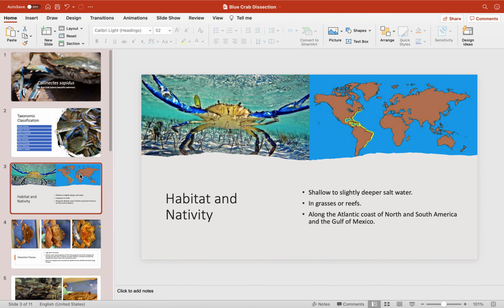The blue crab originated along the Atlantic coast, and that's still where they're mostly located. They can be found infrequently in other parts of the world, but as you see this yellow line here, that's the main location along that Atlantic coast of North and South America and even into the Gulf of Mexico here. Their habitat, and I guess the reason that they prefer to stay along that coast, is they prefer shallow to a bit deeper salt water, and they can also live in the grasses and the reefs near that shallow water.